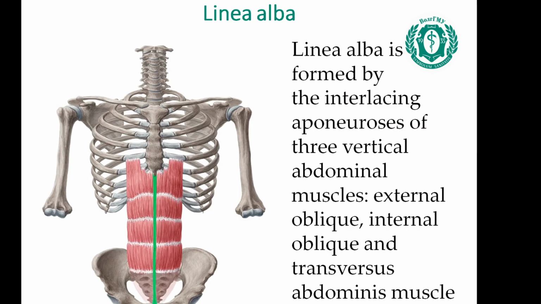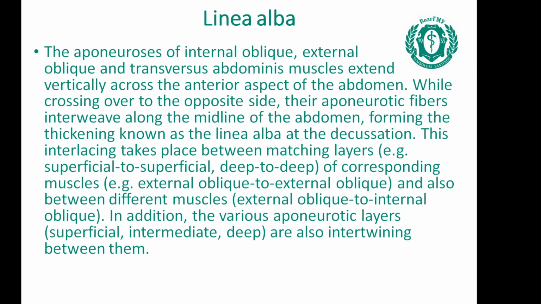Linea alba is formed by the interlacing aponeuroses of three abdominal muscles: external oblique, internal oblique, and transversus abdominis muscle. The aponeuroses of the internal oblique, external oblique, and transversus abdominis muscles extend vertically across the anterior aspect of the abdomen. While crossing over to the opposite side, their aponeurotic fibers interweave along the midline of the abdomen, forming the thickening known as the linea alba at the decussation.